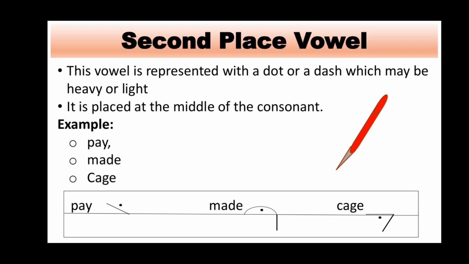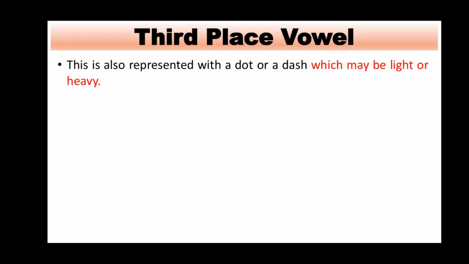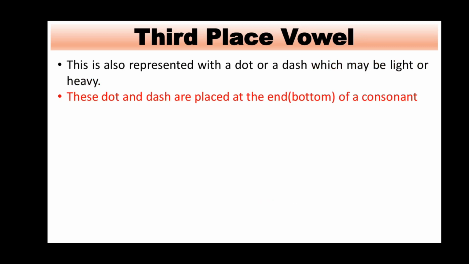So they are examples of second place vowel. By the time we start taking all these vowels one after the other, we will know all the vowels that we have under each of the places. So let's move on to the third place vowel. This is also represented with a dot or a dash. The dot may also be a heavy dot or a light dot, just like the other. These dots and dashes are placed at the bottom of a consonant. Like I said, it will be at the end of the consonant. That is where we are going to place the vowel for a third place vowel.